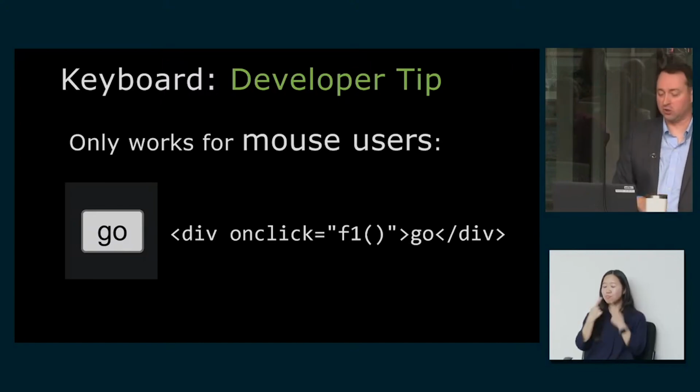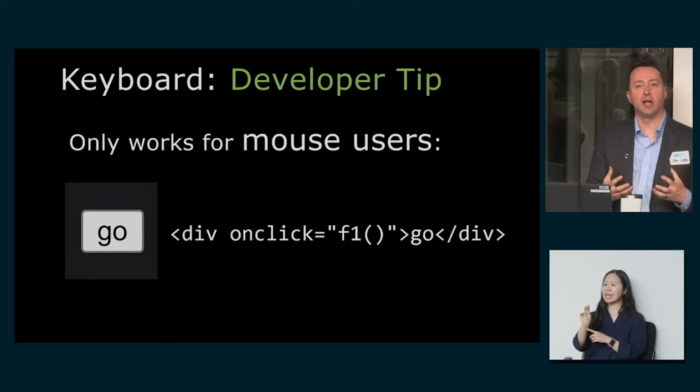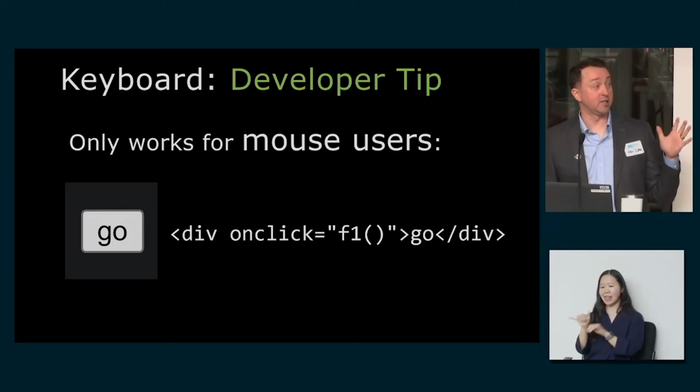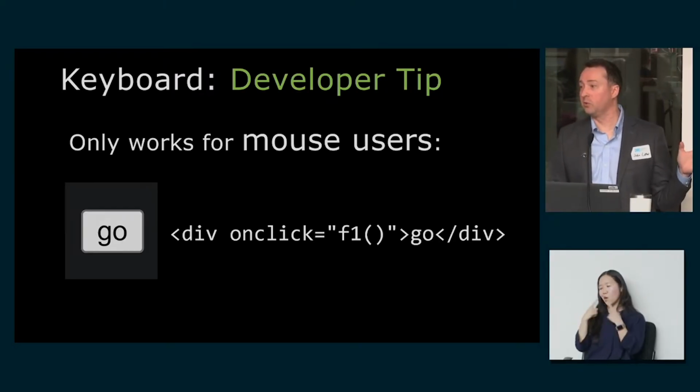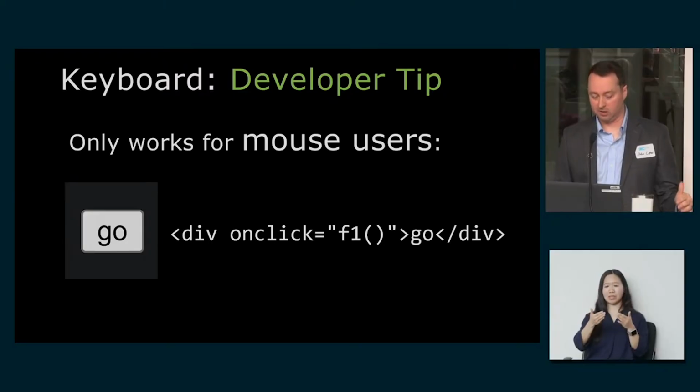It works great for a mouse user. But div is a container element. It doesn't have the semantics that a button tag would. So if a developer builds a button like this, it's not going to work for keyboard users, and when you're testing with the keyboard, you're going to discover that focus is going to totally skip this thing.